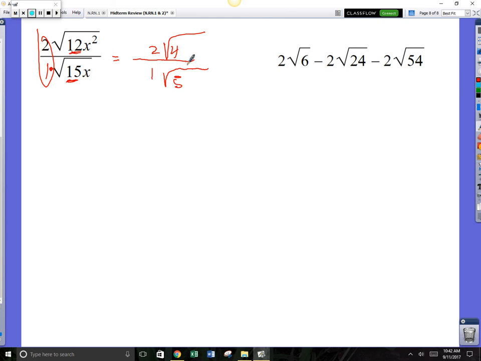And then your x's. You got two x's on top and one on bottom. So one of these on top is going to divide out one on bottom. So that means you're going to have 2 over square root 4x, or 2 times the square root of 4x, all over square root of 5.